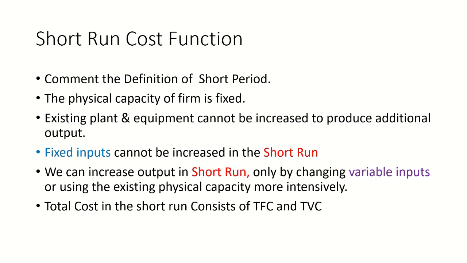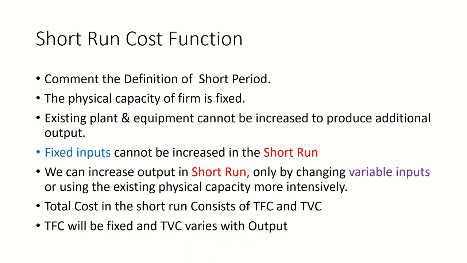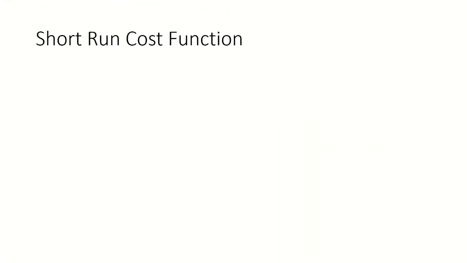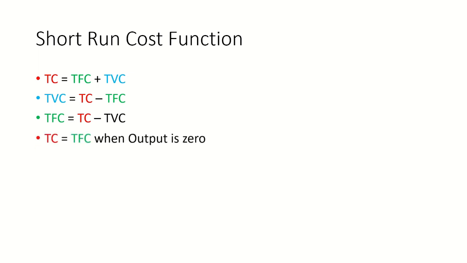So TC in the short run is equal to TFC plus TVC. And we know that total fixed cost, as the name suggests, will be fixed, and the total variable cost, as the name suggests, will vary with the output. Okay, so this is about the short run cost function. And we can express the short run cost functions in equations, that is total cost is equal to TFC plus TVC, total fixed cost plus total variable cost. And mathematically, total variable cost is equal to total cost minus TFC, and TFC is equal to TC minus TVC.